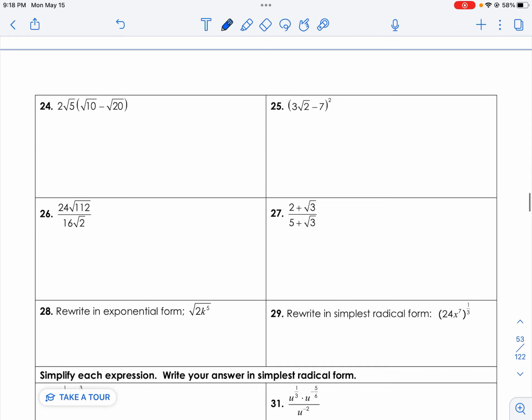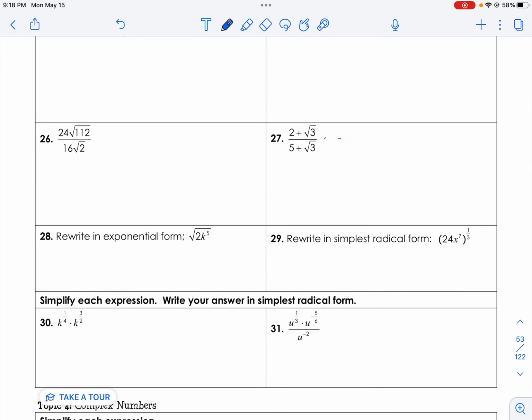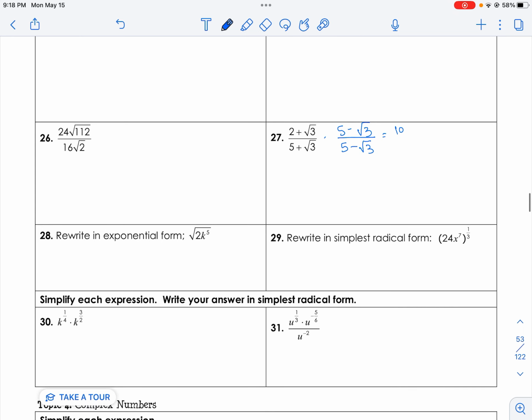The next problem is 27. We have to rationalize the denominator by multiplying by the conjugate of that, so that would be 5 minus the square root of 3. This is a FOIL and distribution problem with the idea that if I multiply by the opposite in the denominator, there will be no middle term. So I'm looking at 10, if I distribute, minus 2 square roots of 3 plus 5 square roots of 3 minus the square root of 9, which of course is minus 3.